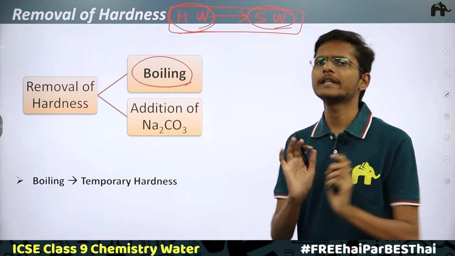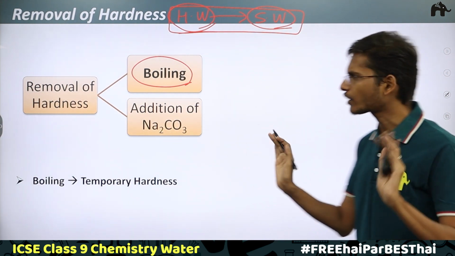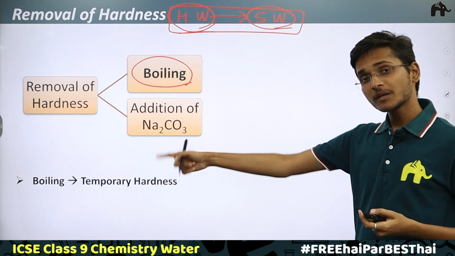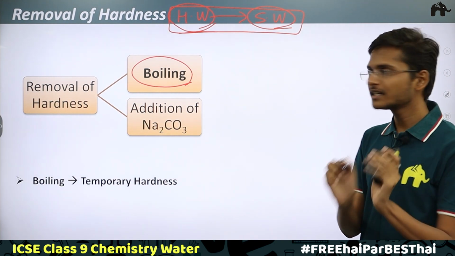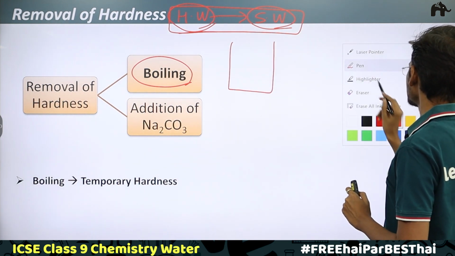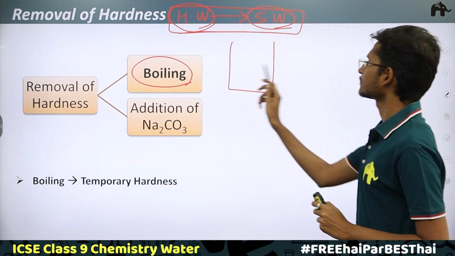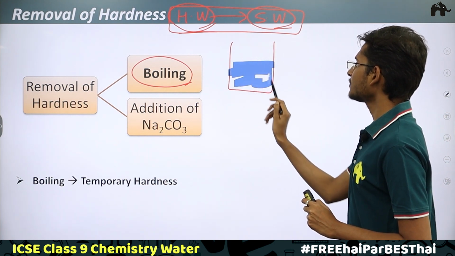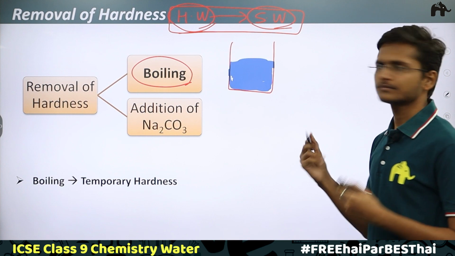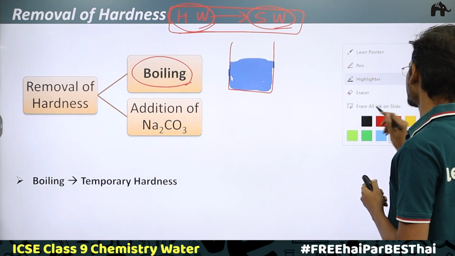We simply boil the water. That's it. We don't do any rocket science here. So now we know, I have told you we use this to remove temporary hardness. So I'm considering water. See, I have taken some water, and this water is temporary hard water, or it has temporary hardness, I can say.